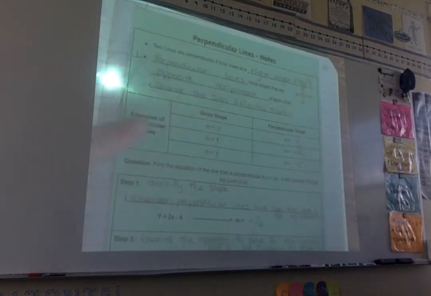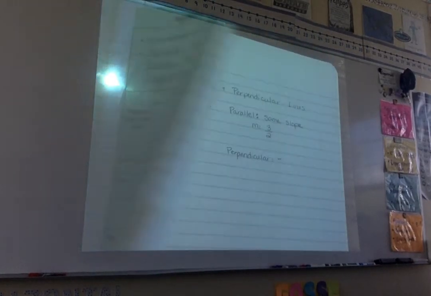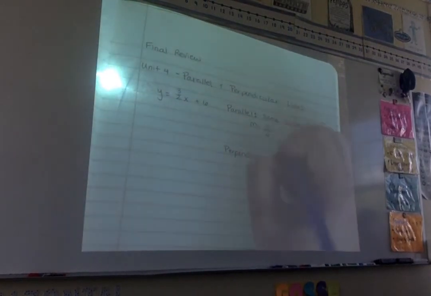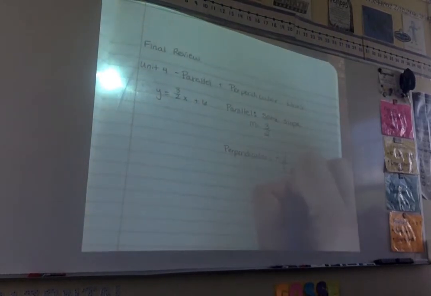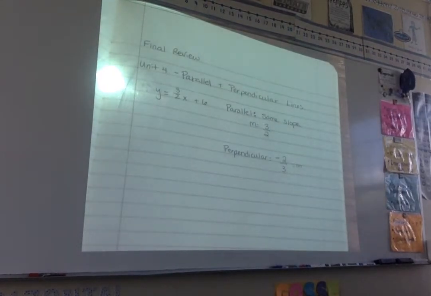And then reciprocals means what? What do I have to do? Liam? Flip it. So if this is the original slope, my new perpendicular slope is going to be negative 2 over 3. And again, that represents m for a perpendicular equation.